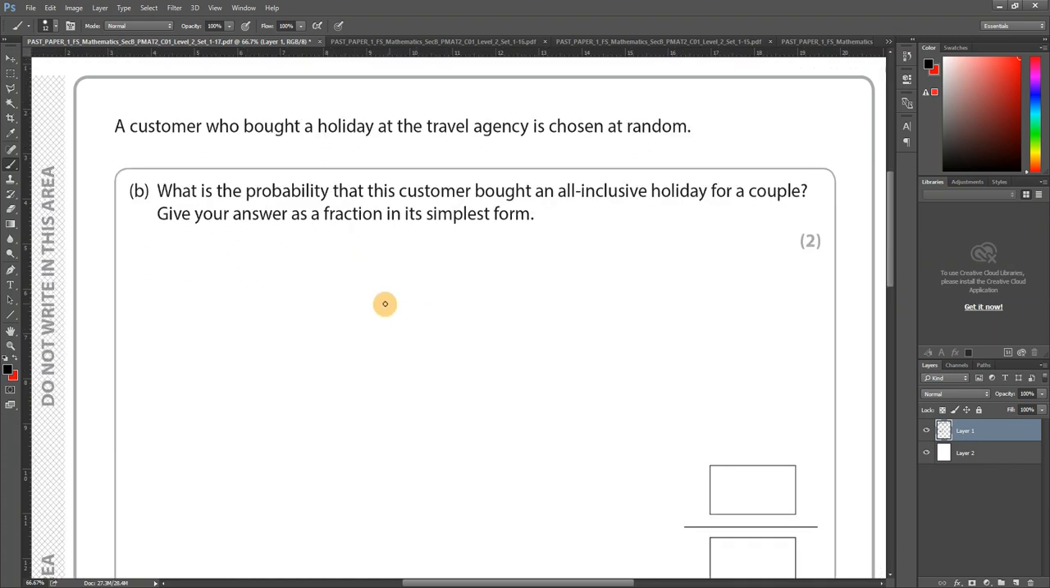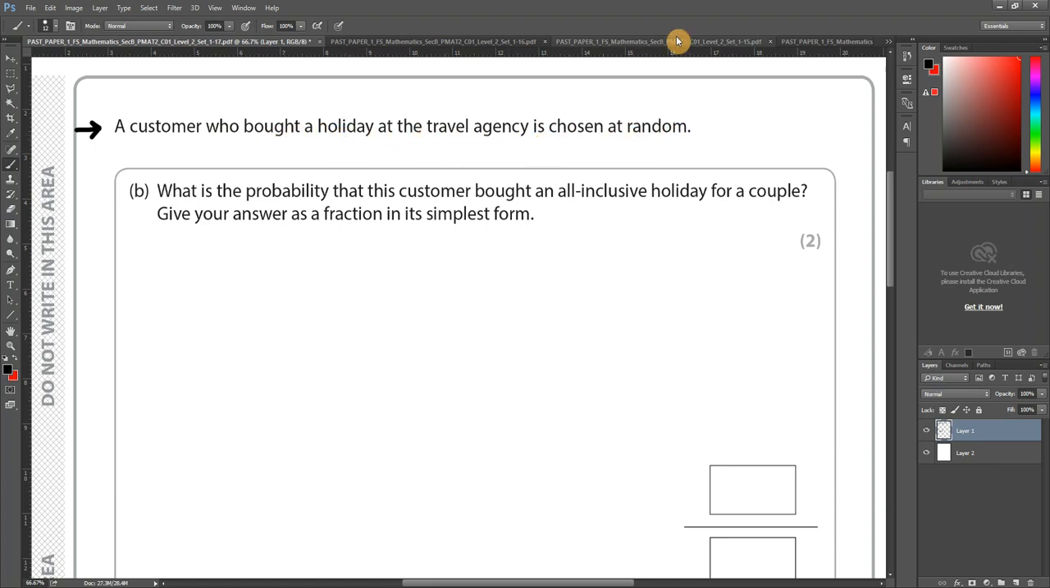Part B says, a customer who bought a holiday at the travel agency is chosen at random. What is the probability that this customer bought an all-inclusive holiday for a couple? Give your answer as a fraction in its simplest form for 2 marks. So this is where you have to be a little bit careful. They always tell you who they're picking from first in the first part of the question, and then they're telling you the numerator in this part here. So this is who they're picking from in this sentence.